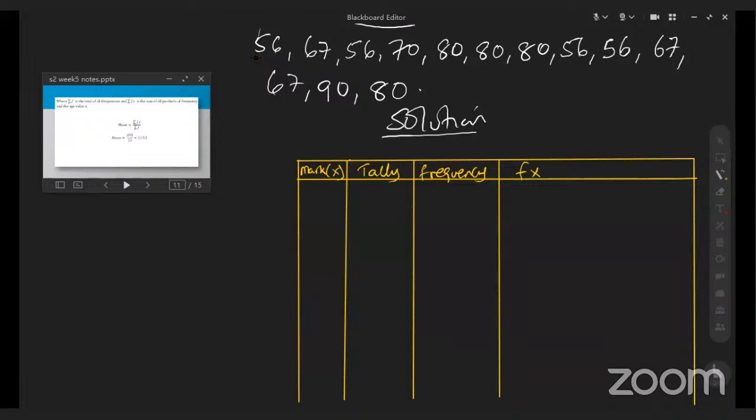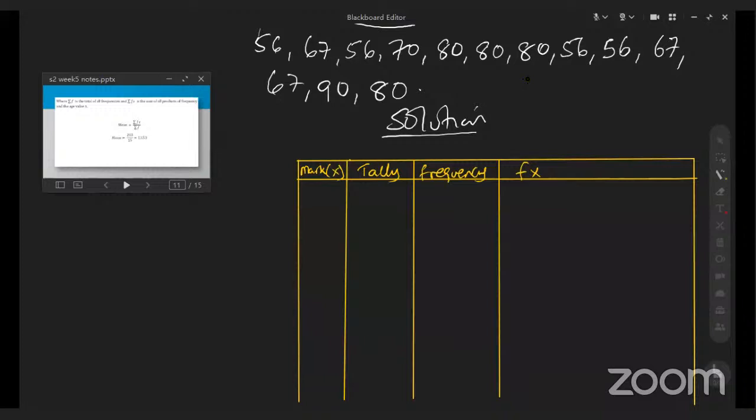When you look at the data that we have, look at the marks that we have. Which one is the lowest mark? When you look at the results that we have there, let's identify our lowest mark. So first of all, you organize your data in ascending or descending order. Here we're using ascending order.